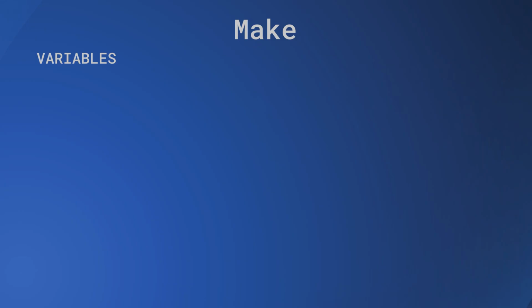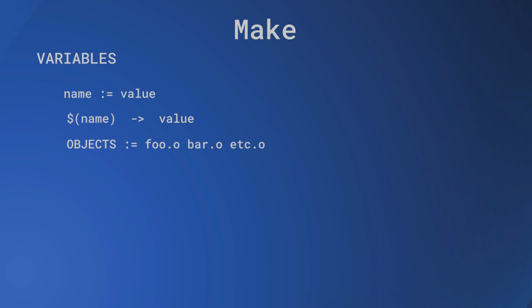Variables. You can have variables in a makefile. Variables are defined as name colon equal to value. And after that, if you write dollar parenthesis name, the value is textually substituted. For example, we can define objects := foo.o bar.o etc.o. Then we can use the value of objects as app: $(objects).